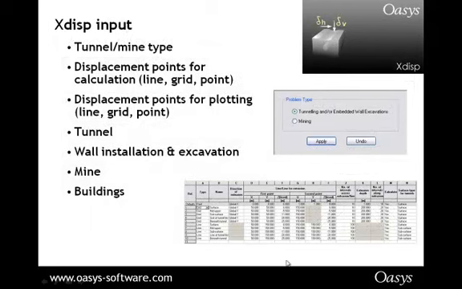I'll touch upon the inputs because it's really been covered quite well in the theory. There are two types of problems which can be covered, the mining problem or the tunneling and excavation problem. So you've got to assign what problem you have. You've got to assign the points that you're interested in. Maybe you're interested in a tunnel, so you might want to put a displacement line in. Maybe you just want to know the displacements at the surface generally, so you put a displacement grid in. Or maybe you're just interested in one specific point, so you can put a displacement point in. You also need to input the geometry for your tunnels, walls, mines and buildings, and put the properties appropriately in there.